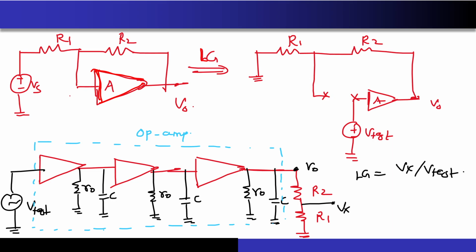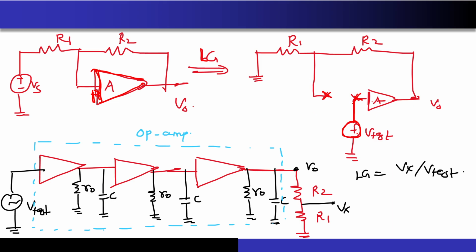Where should I break the loop? You should break the loop at a point where you will see a high impedance. At the input of the amplifier, I will see a very high impedance, correct? So I decided to break the loop over here. I am applying a V-test voltage over here. I just have to see what voltage comes back, correct?